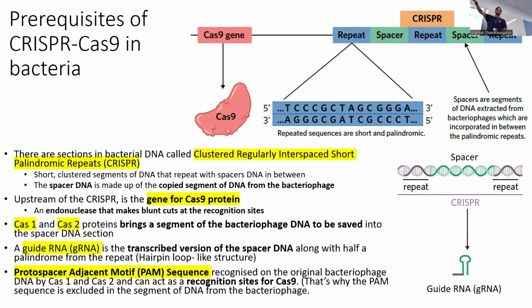We can't just take the spacer and use it in the system. It needs to be transcribed as a guide RNA, and then that guide RNA will activate the Cas9 protein to be the system that looks for the segment of DNA. The next thing is the protospacer adjacent motif, the PAM sequence. This is a reference sequence that the Cas9 protein looks for in the bacteriophage segment, which simplifies the work of Cas9. I'll explain more on that later when we get to it.